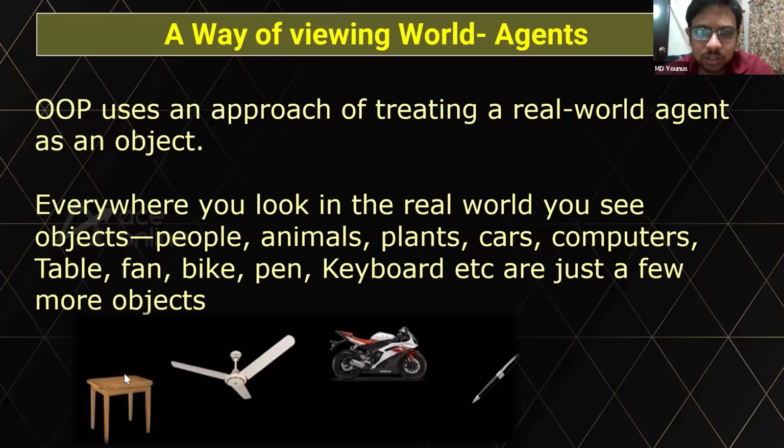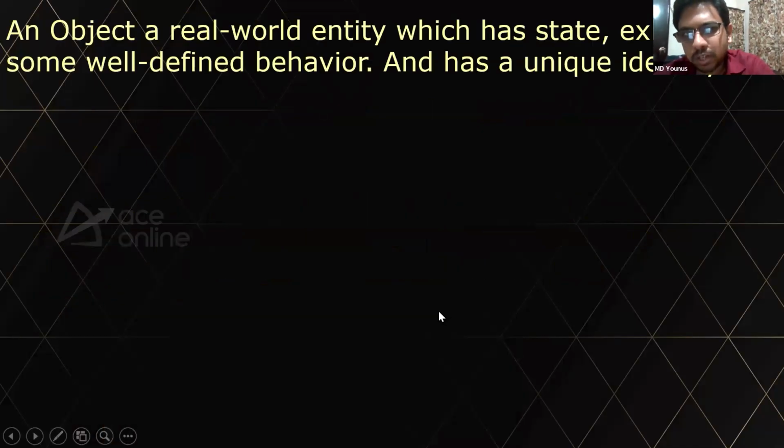According to physics, an object is nothing but something which has mass. An object is a real world entity. So pen is an object, fan is an object, bike is an object, keyboard is an object. Whatever you see around the world, everything is an object for you. Now, the definition of an object along with an example: an object is a real world entity which has states, exhibits some well-defined behavior, and has a unique identity.